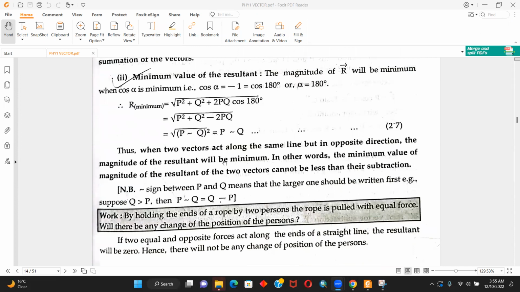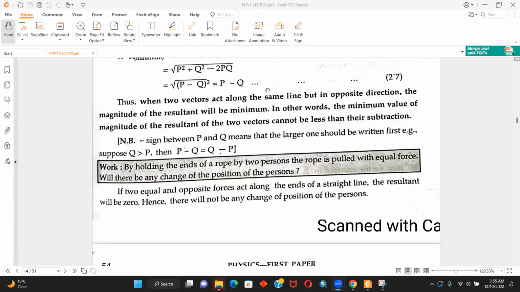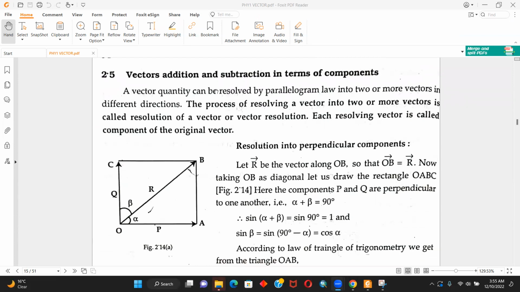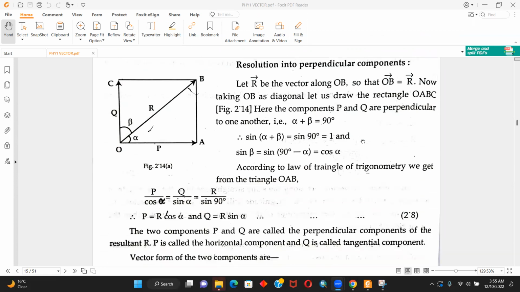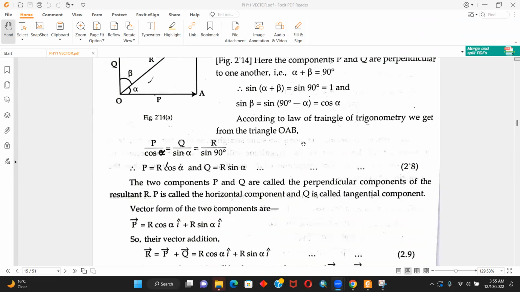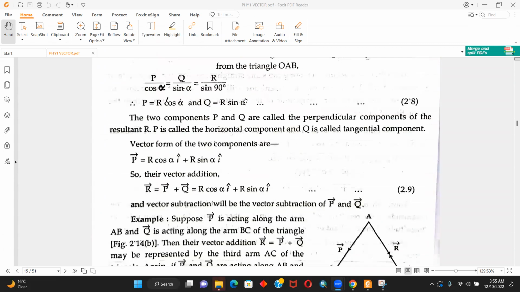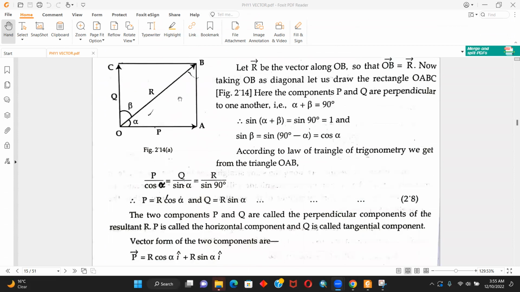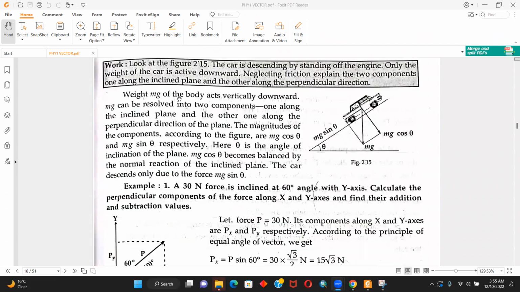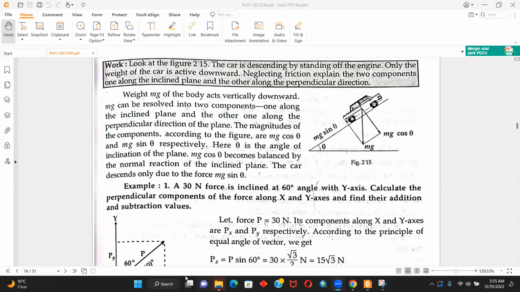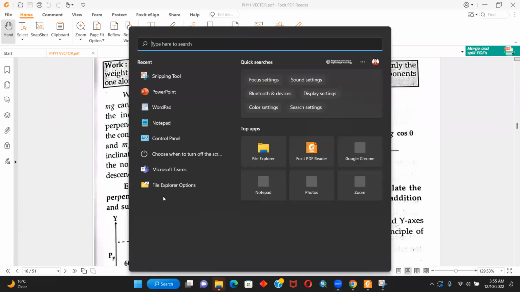So now, when two vectors act along the same line, these are ones we have already discussed: vectors addition and subtraction in terms of components. I think if I dive into this now, it might take some time. Let me explain it with this example. That will be easier for you.